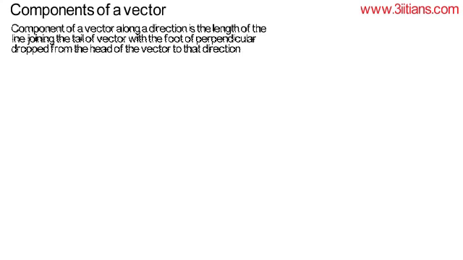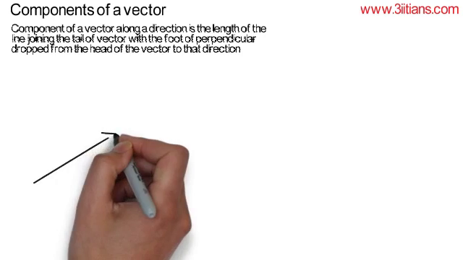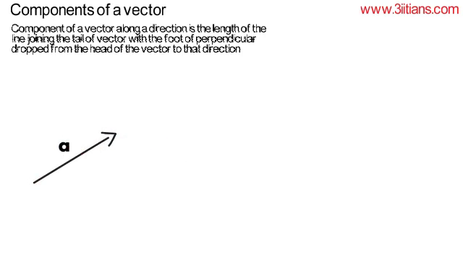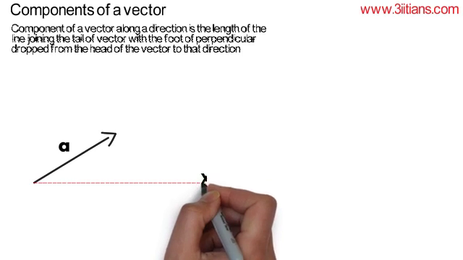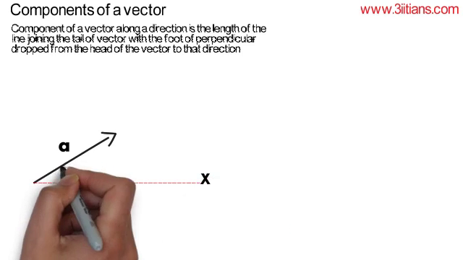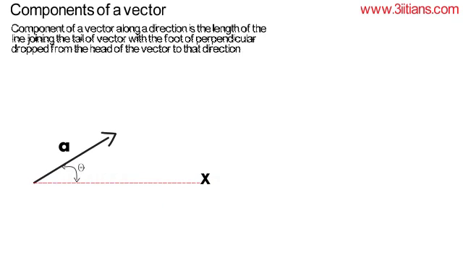The distance from the tail of the vector to the foot of the perpendicular is called the component of the vector along that direction. Let us say there is a vector A and we want to find the component of the vector A along the x-axis. The vector makes an angle theta with the x-axis. We want to find the component of the A vector along the x-axis.